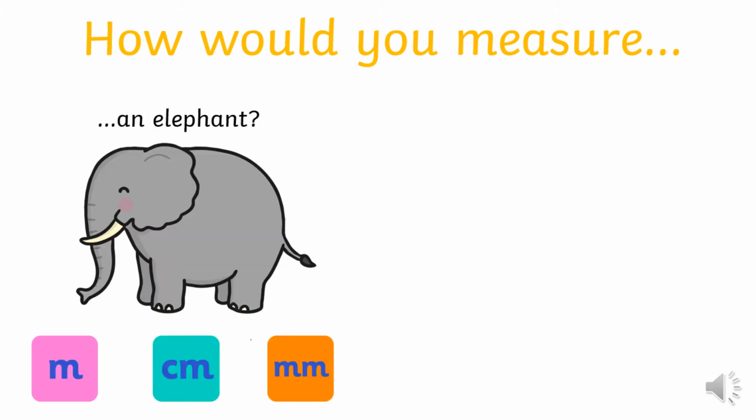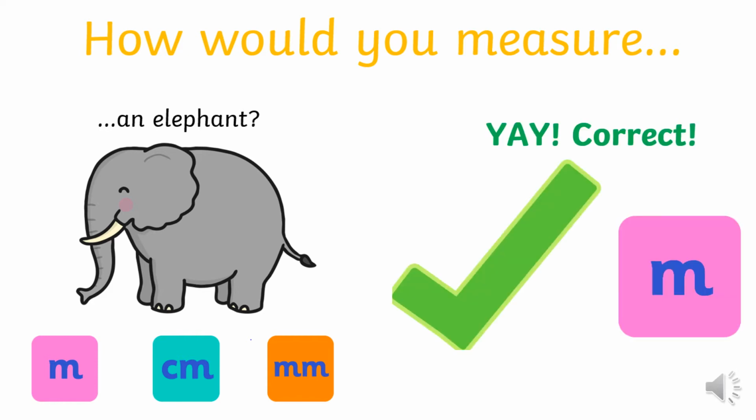But how would we measure the length of an elephant? In m for metres, cm for centimetres, or mm for millimetres? What do you think? We would record an elephant's length in m for metres, because we know there are 100 centimetres in 1 metre, and an elephant is much larger, much longer than 1 metre.